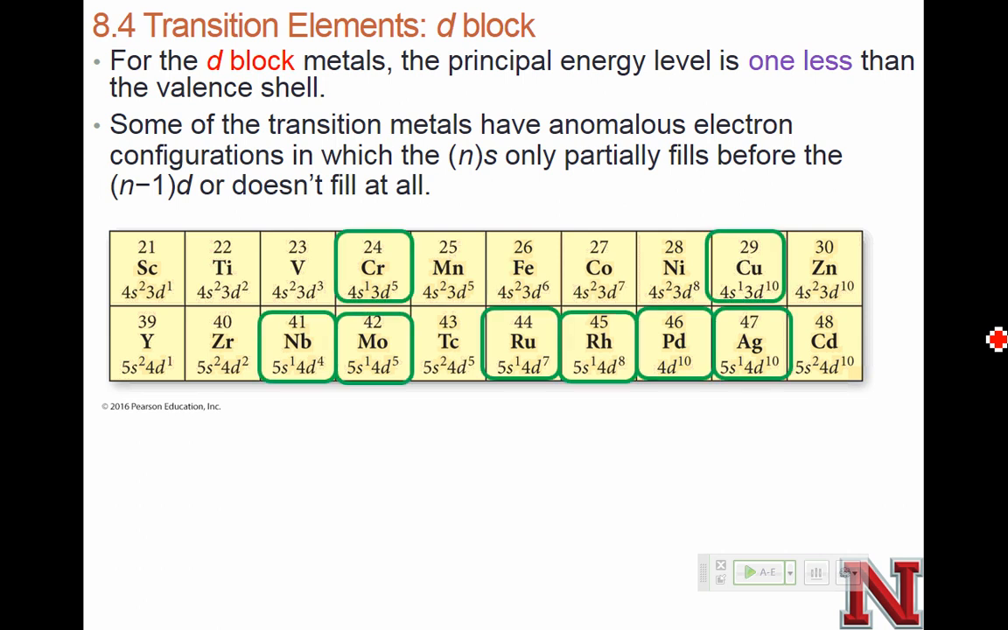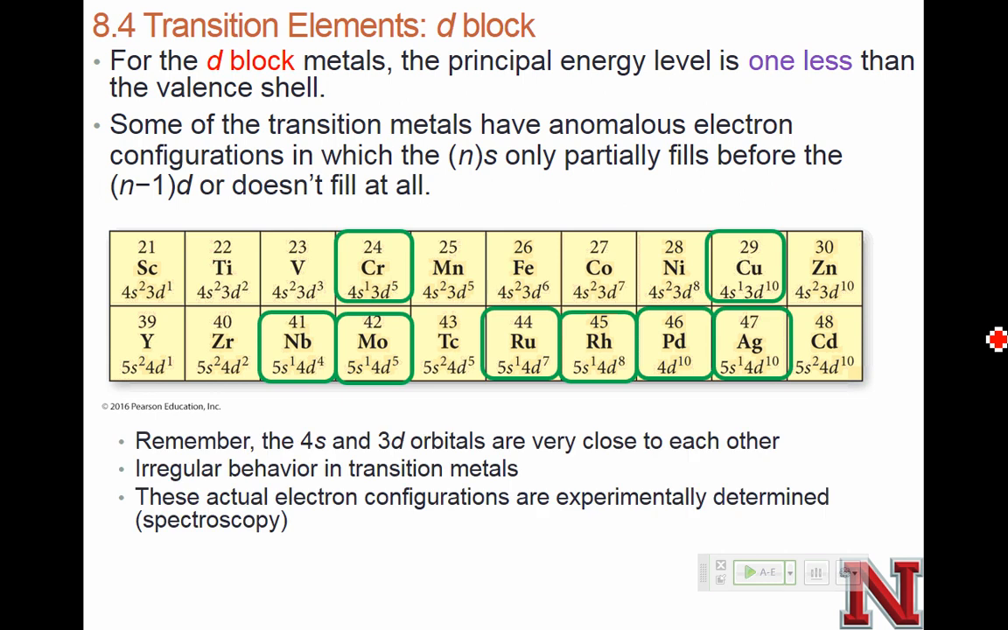It's these. Notice that my 5s is only partially filled here. It's 5s1, 4d4. Same thing here, 5s1, 4d5. Ruthenium, this one as well. Here, palladium, we just go to 4d10. We don't have anything in the S. Silver, copper is another one. Chromium. So those are a little special. The question is, how do we know it fills that way?